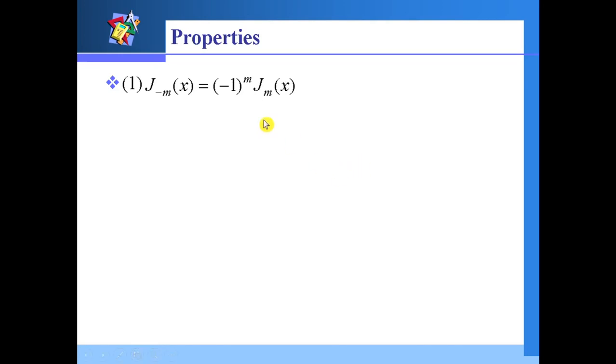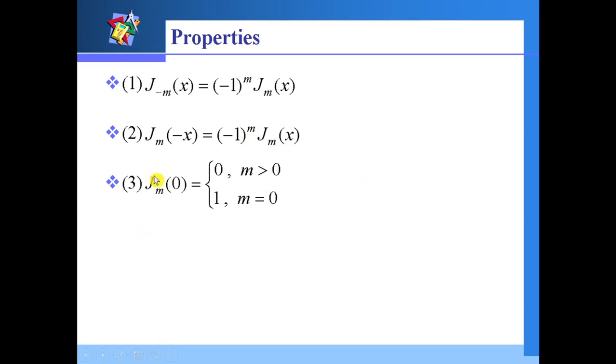Here are some properties of our functions. J negative m of x is equal to minus 1 to the power m J_m of x. The second is J_m of negative x is equal to minus 1 to the power m J_m of x. Next, J_m of 0 is equal to 0 for m greater than 0, and 1 for m is equal to 0. Okay, this is the important property: the limit as x approaches 0 from the positive side of Y_m of x is equal to negative infinity.